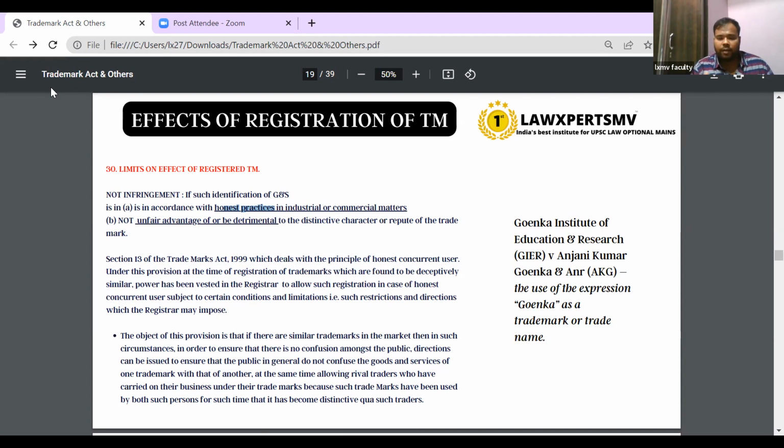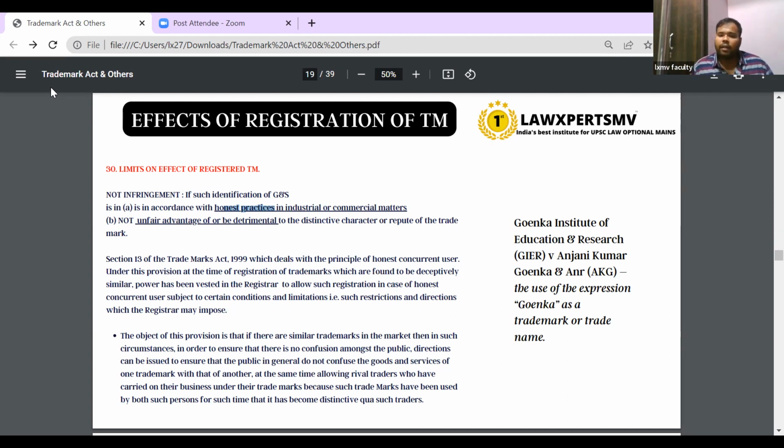So we have seen this example of Gonaka, right? And when the two examples are being used concurrently, what the registrar has to do is give a direction to the public that these two persons are different. You people don't confuse these two schools. Please make sure that this guy is different and that guy is different. So a registrar has to pass a direction in this regard. This is as per section 13 of the Trademark Act.